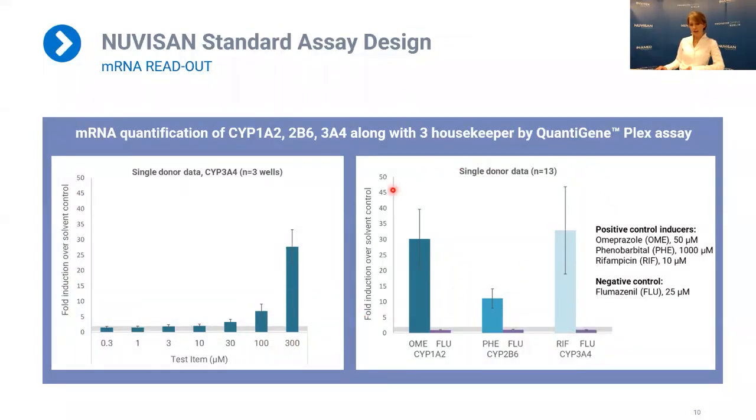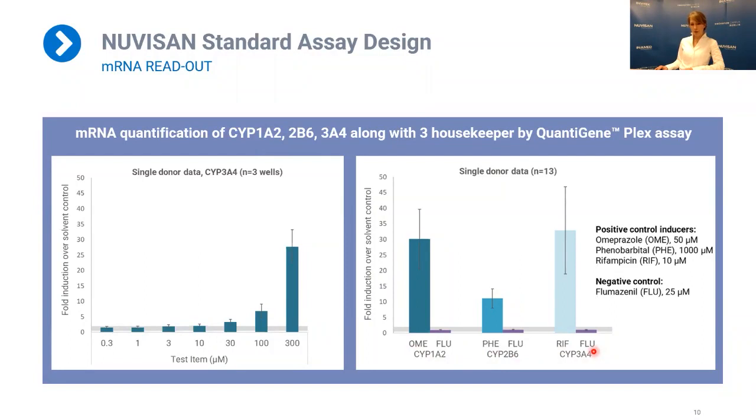On the right side, you can see some selected historical data from our test facility for 1 single donor. And we use as positive controls for the assay omeprazole for 1A2, phenobarbital for 2B6, and rifampicin for 3A4, and flumazenil serves as negative control for all CYPs.